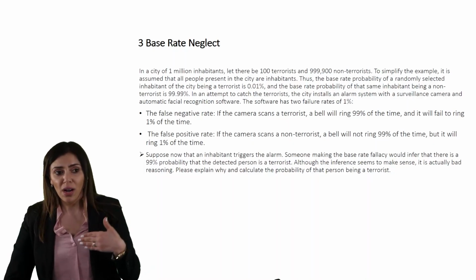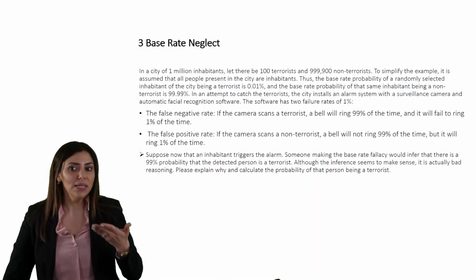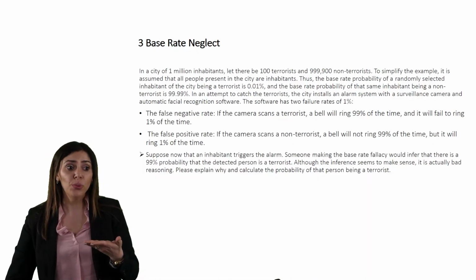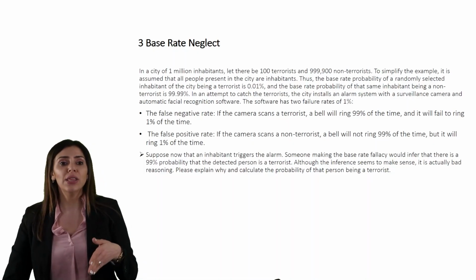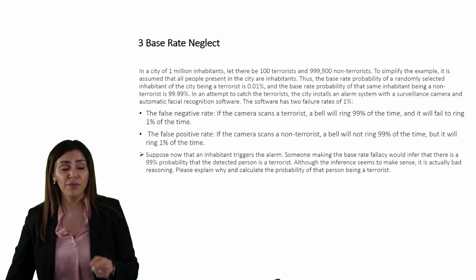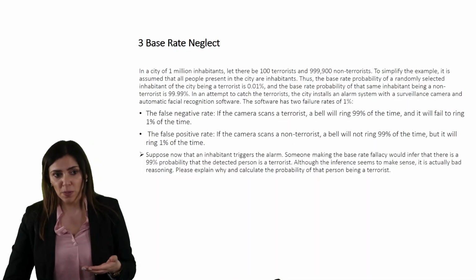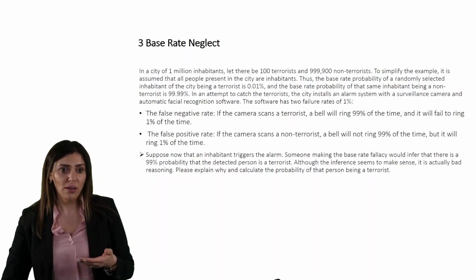So, if we are going to commit the base rate neglect fallacy, we will come to the conclusion that there is a 99% possibility of this person being a terrorist. It is a possible reasoning, but it's wrong. Let's see why.